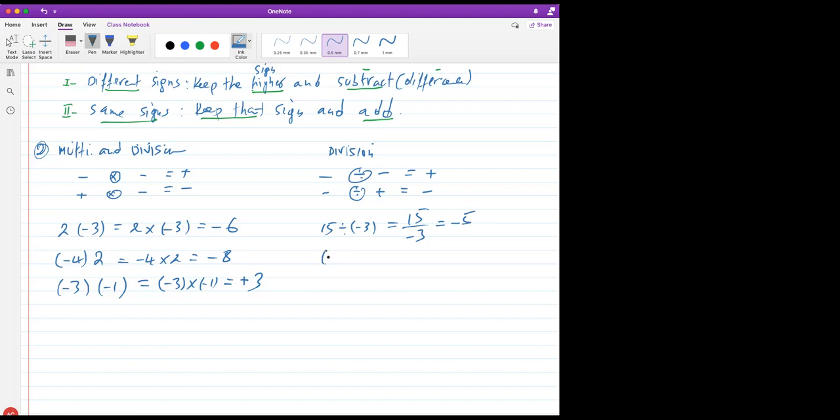You may also see, let's say, -18 divided by 6. The sign first is going to be negative, right, or negative divided by positive. This is the operation. These are the signs, so negative.